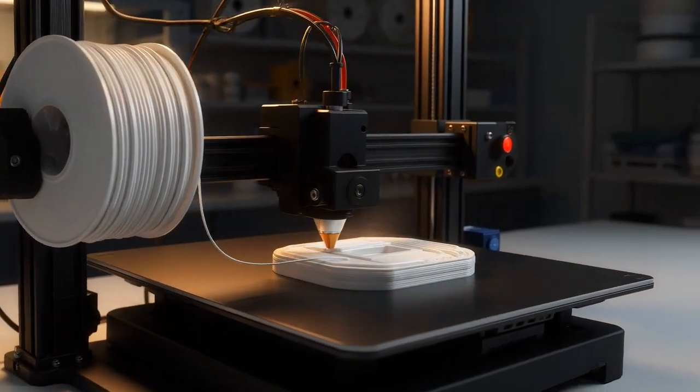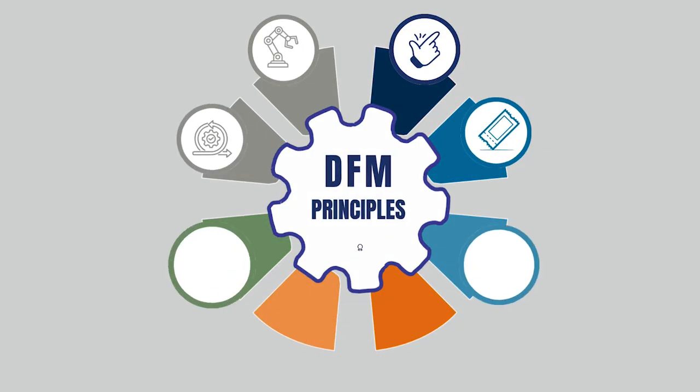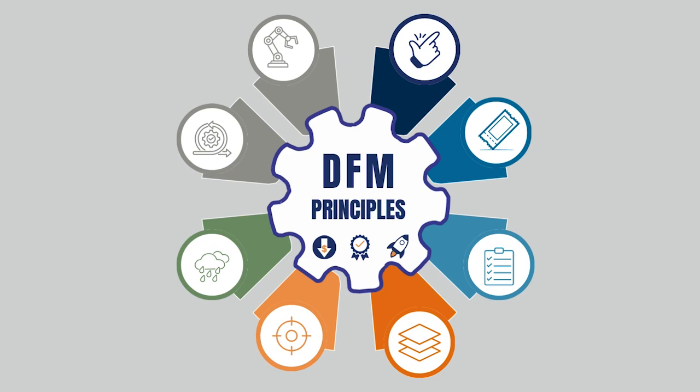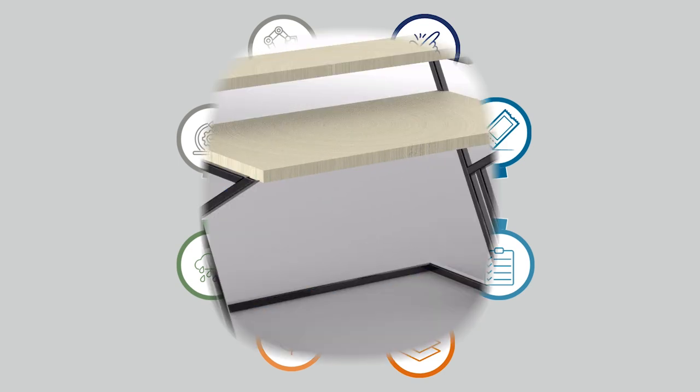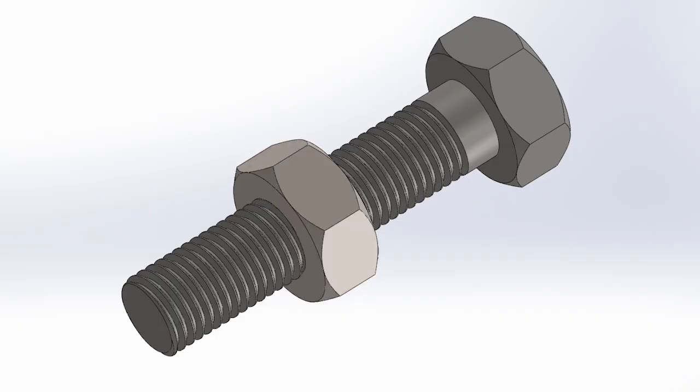Then we have design for manufacturability or assembling, and it involves designing products so they are easier to manufacture, cheaper to produce, easier to assemble, and less prone to error.